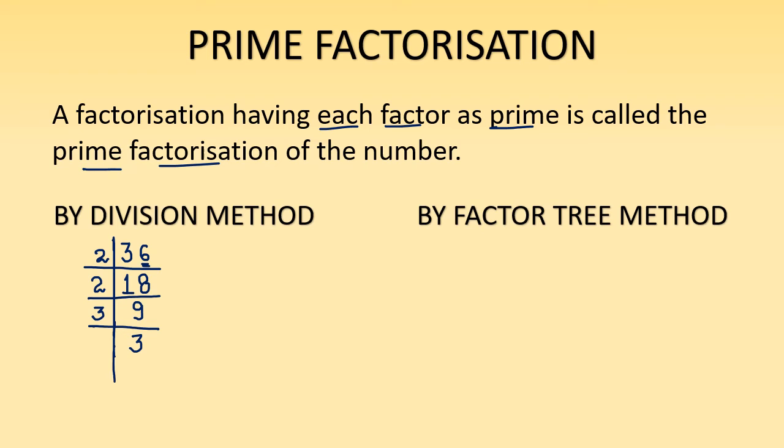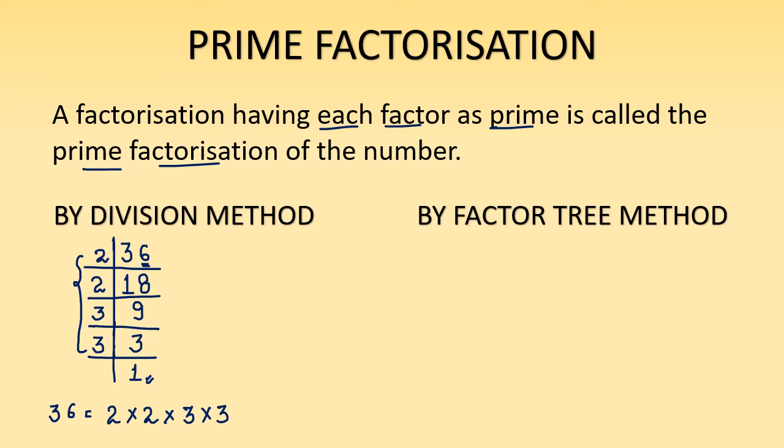Now 3 is itself a prime number, so it will be divisible by itself only. So divide 3 by 3. We will get 1 here. Now after getting 1, the prime factorization is complete. So 36 is written as 2 multiplied by 2 multiplied by 3 multiplied by 3. So this way we got the prime factorization of 36 using the division method.